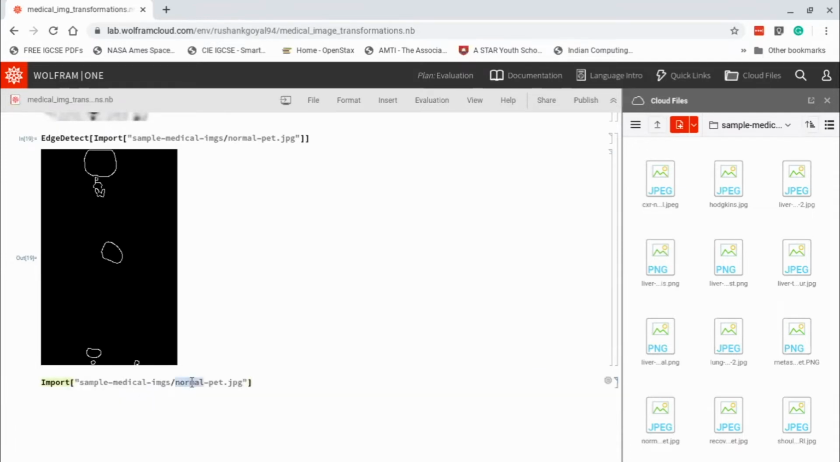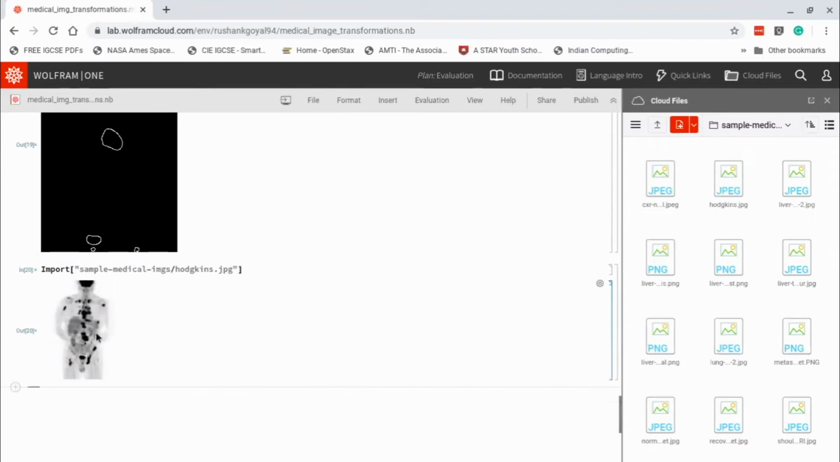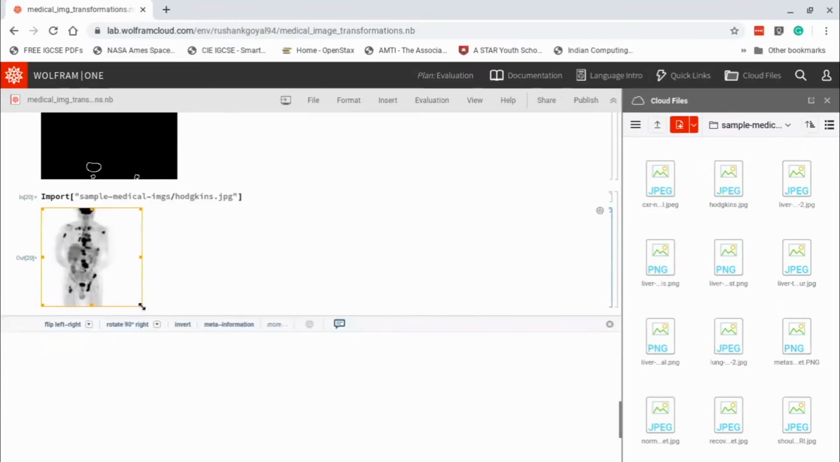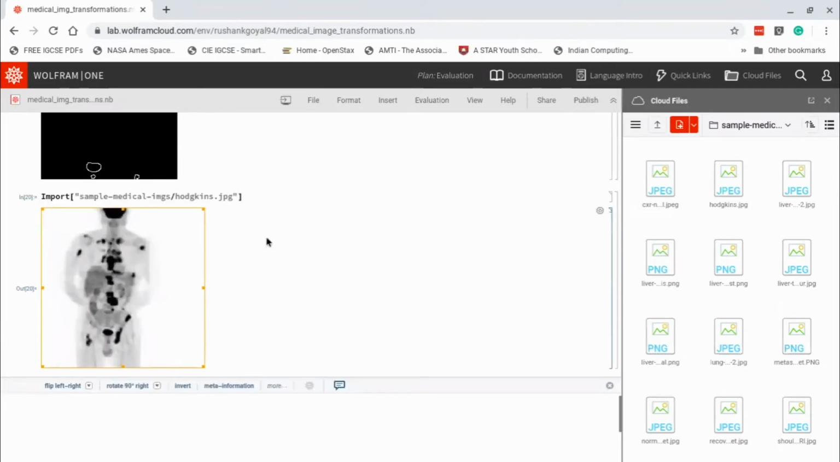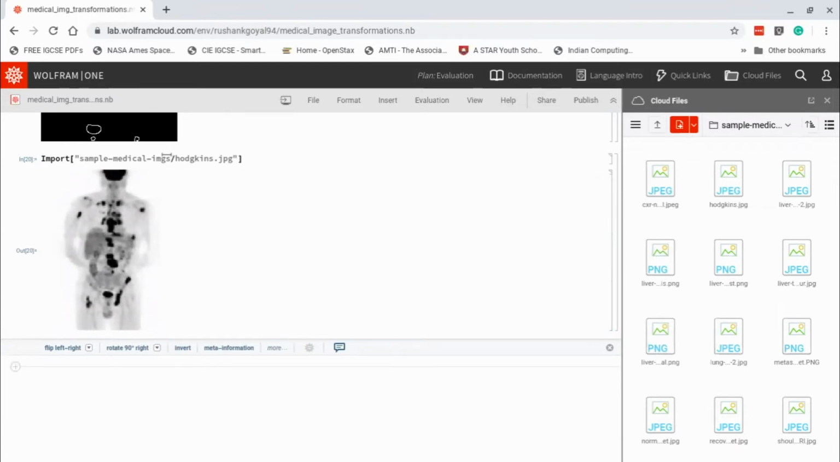And now I have another one. Hodgkin's is basically a cancer, Hodgkin's lymphoma. I have an image of that, so I'll just show it to you. As you can see, if I enlarge this a bit, this person is very different. This person has lymph nodes all over their body, and all those lymph nodes have been infected by cancer. So it's clearly a lot different.